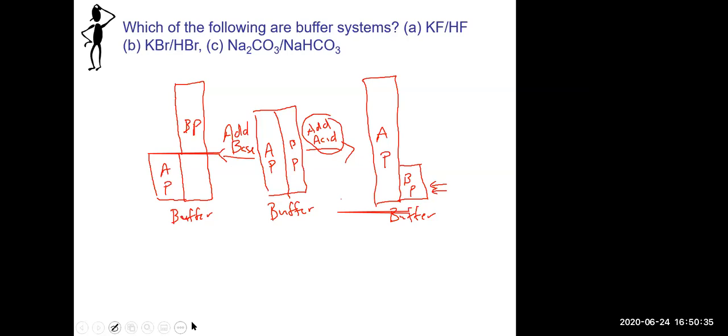Same thing would happen if you just continuously added base to a buffer. It would eventually use up the acid part of the buffer, and at some point it would no longer have the capacity to maintain the pH and act as a buffer, and you would start to see a big jump in pH at that point.